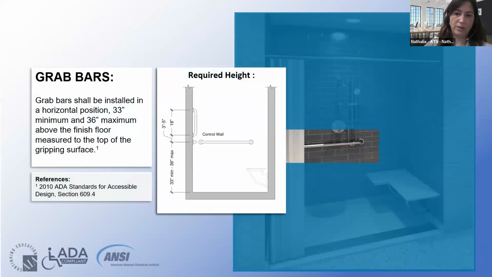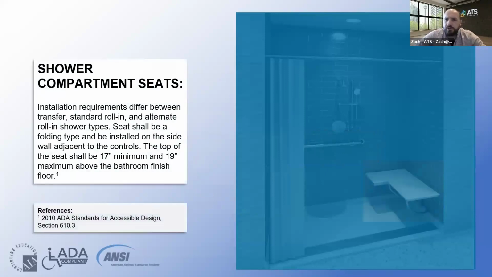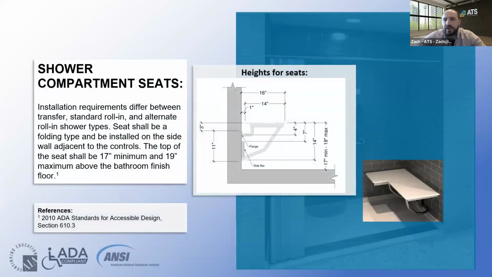For the grab bars, as I mentioned, they should be installed in a horizontal position, 33 inches minimum and 36 inches maximum above the finished floor, measured to the top of the gripping surface. And then in Ontario, I think it's slightly different. The opposite wall needs the L-shaped grab bar, and it's a 24-inch horizontal grab bar on the next wall. So some slight differences in the lengths. Yeah, in a 30 by 40, not a regular L-shaped grab bar.